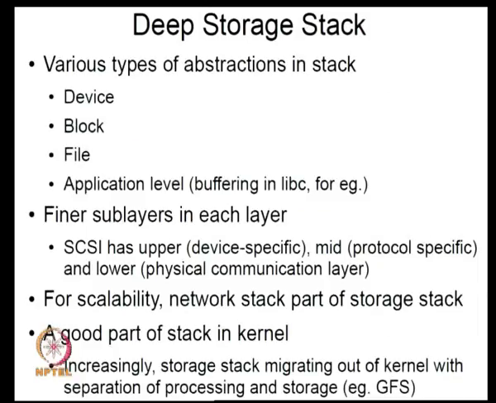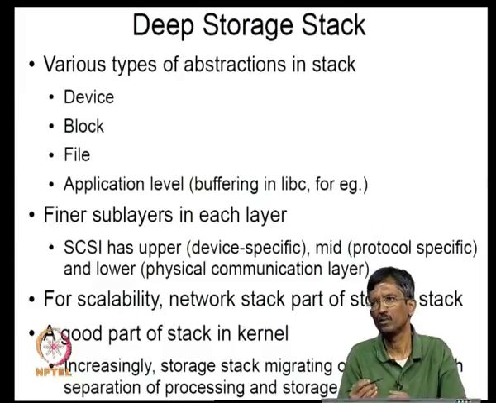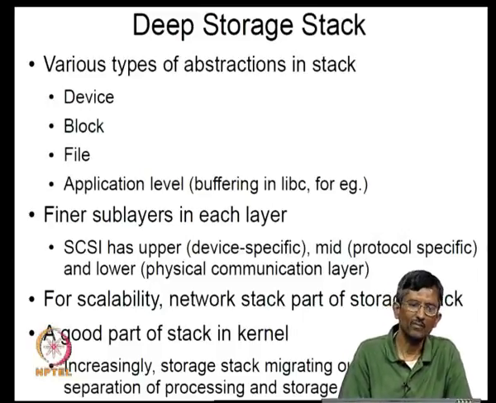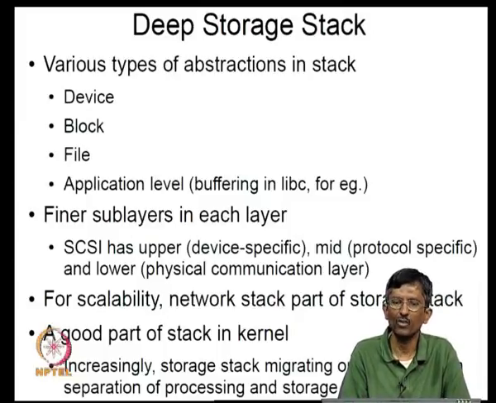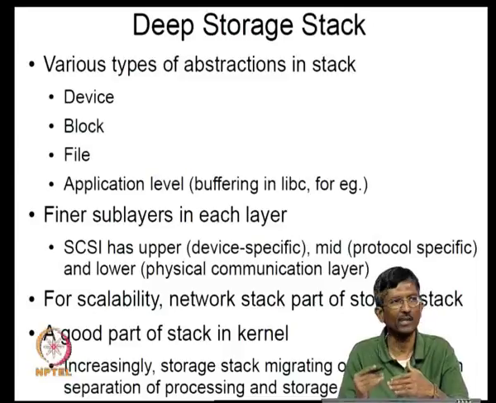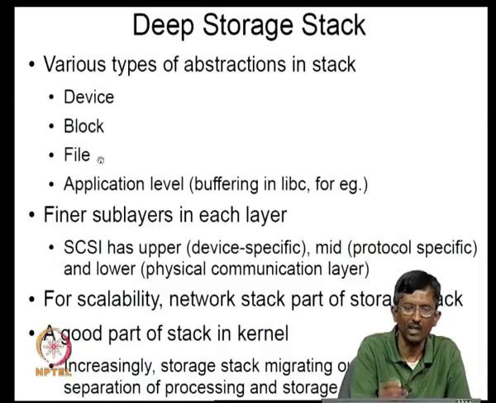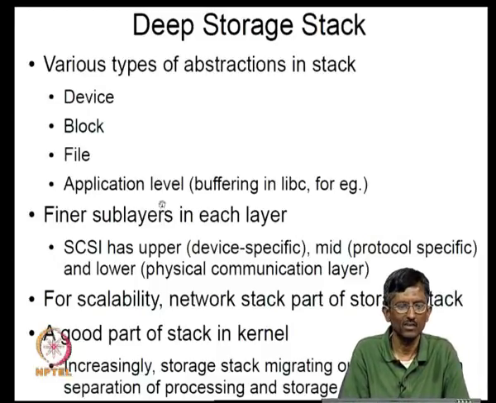One thing you should keep in mind when you think about all these things is that there is a deep layering in the system. As we have already mentioned, the Google file system is sitting on top of the Linux file system. That's one example of layering. But if you think more carefully, it turns out the layering is much more extensive. For example, there are various types of abstractions in the stack. When I talk about the stack, I am talking about the software that is running all these things. There is a device specific stack, a block specific stack, a file specific stack, an application level stack.